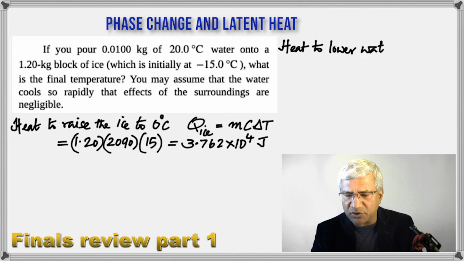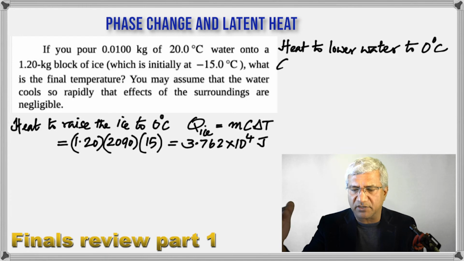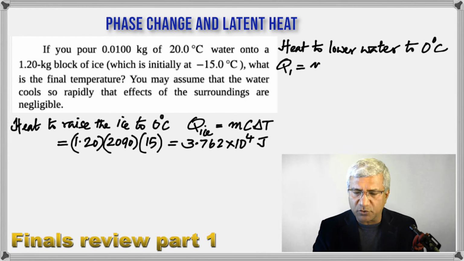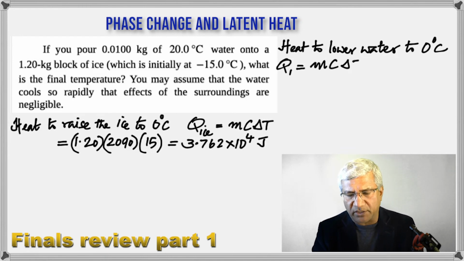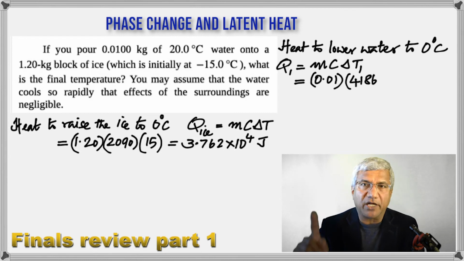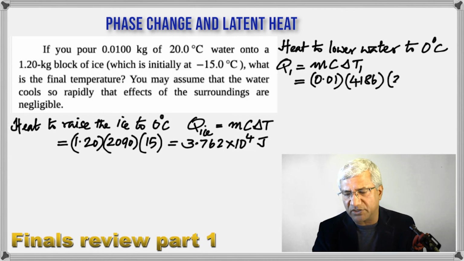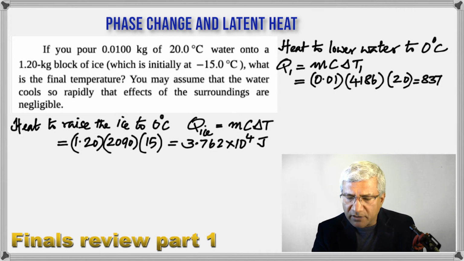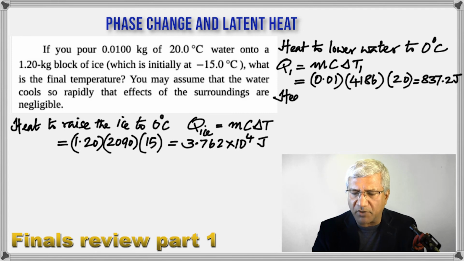And then the heat to lower water from 20 degrees Celsius to 0. Let's do that. I'm calling it Q1 is MC delta T1. Yep, the mass is 0.01. Now it's water, so it's 4186. 20 minus 0 is 20. And we get 837.2. Oh, that's a tiny amount of heat.